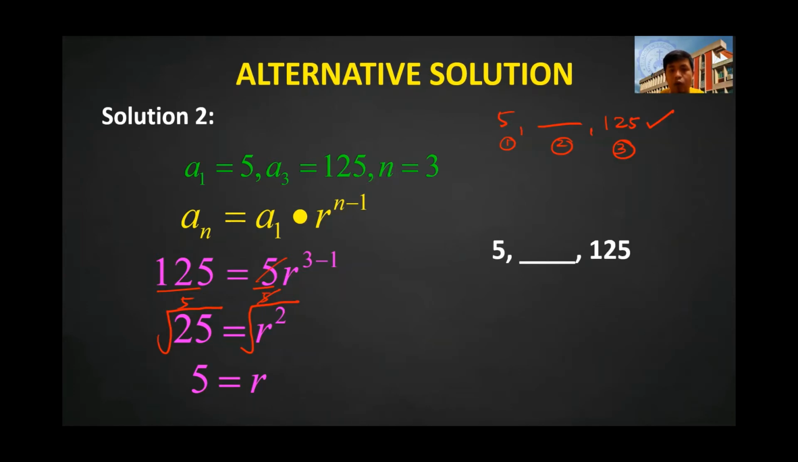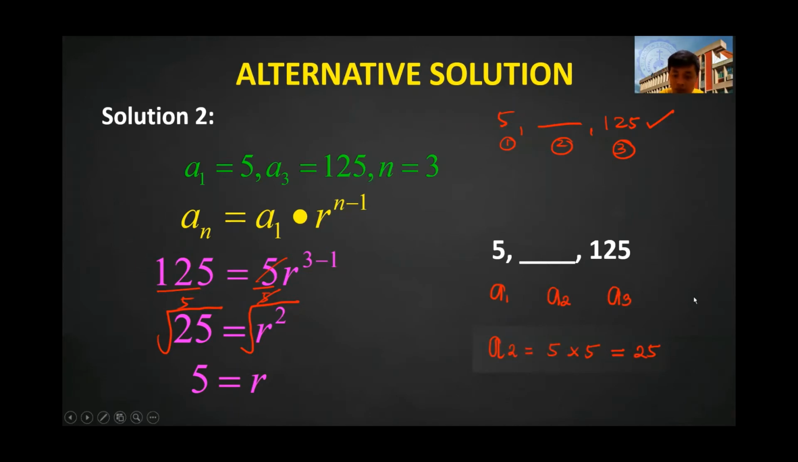Therefore, if we look for the middle term, the geometric mean in this particular sequence, it's going to be 25. How? Since we know already the common ratio, we have our a sub 1, and we're looking for a sub 2, the middle term. We will just multiply it by 5. Multiplying that by 5 gives us the answer of 25. Therefore, our geometric mean is 25.